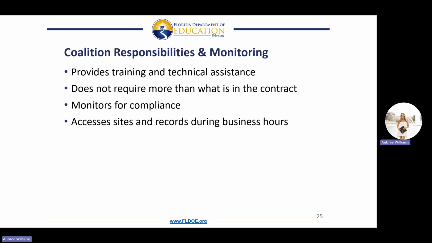Coalition's responsibilities and monitoring. Provides training and technical assistance, does not require more than what is listed in the contract, monitors for compliance, accesses sites and records during business hours.